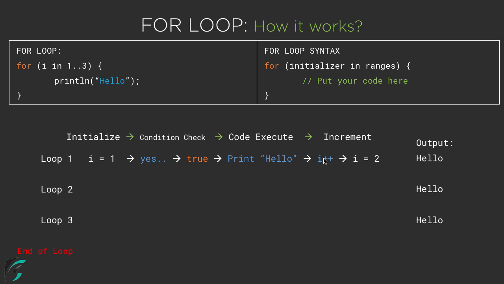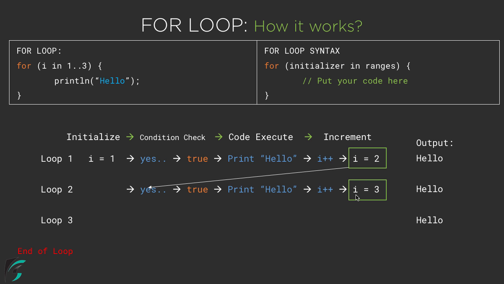And finally, at the end of the loop, we simply increment the value of I internally, and now the value of I becomes 2, right? And this value of 2 comes at the very initial point of the second loop. So in case of second loop, again we have the condition check. 2 actually falls inside this range, so the condition becomes true again, and again we print hello. And finally at the end of loop 2, we simply increment the value of I, and I becomes 3.